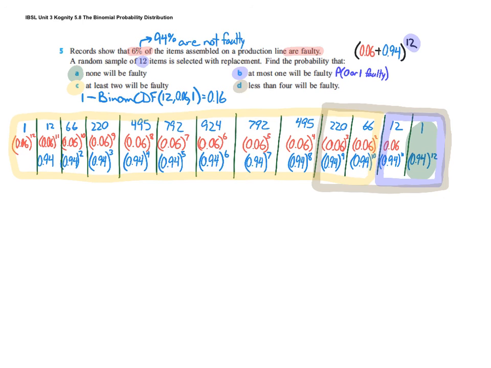If we were using sigma notation for this one, I would just do the sum from x equals 2 to 12 of the binomial PDF with 12, 0.06, and x. And that'll give me 2 to 12. So, whichever one makes most sense to you, do it that way.